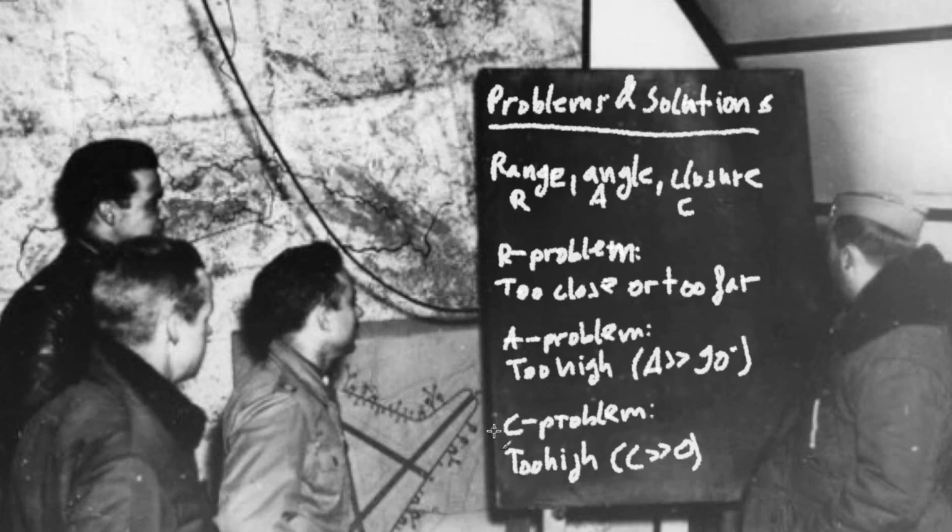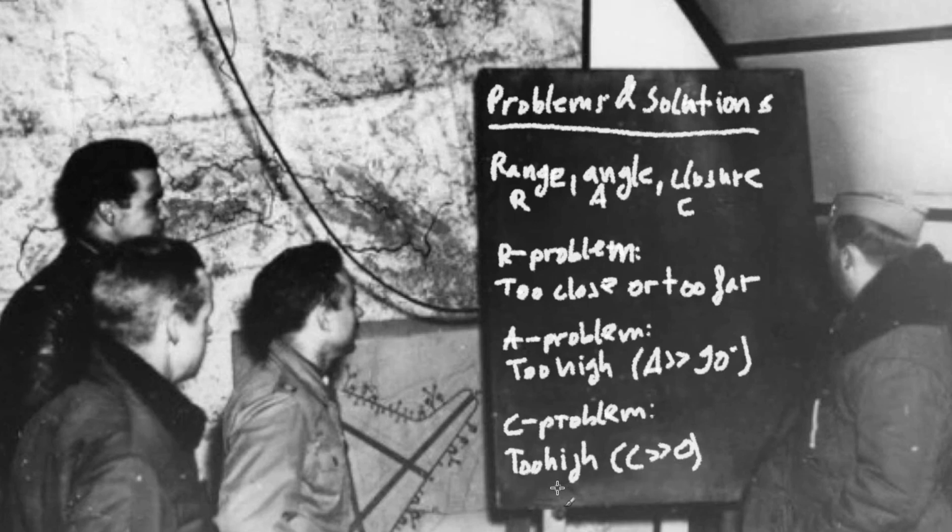And then we have a closure problem, and here usually the bigger problem is when the closure rate is too high. So you have a closure rate much greater than 0, because that reduces the reaction time that you need when your opponent does a sudden move.